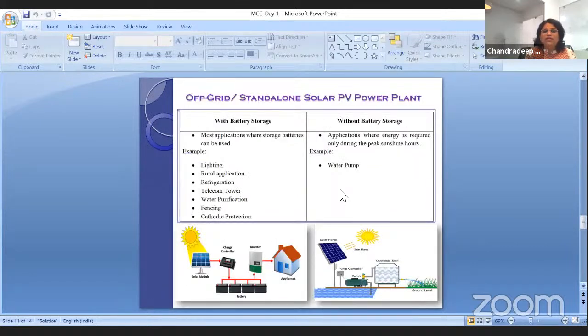So this is the off-grid standalone solar PV power plant applications. It has with battery and without battery. All the applications are with battery. Only one application without battery is the water pump. We may call it standalone because it is not connected to the grid. But in case of with battery, many more applications are there, from your small solar lantern to rural applications to refrigeration, telecom tower. So many applications are there with battery. But without battery, only one application is there, that is the solar water pump.